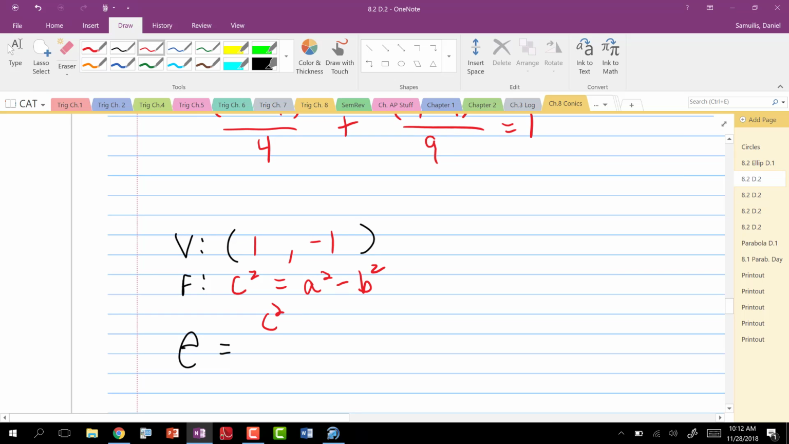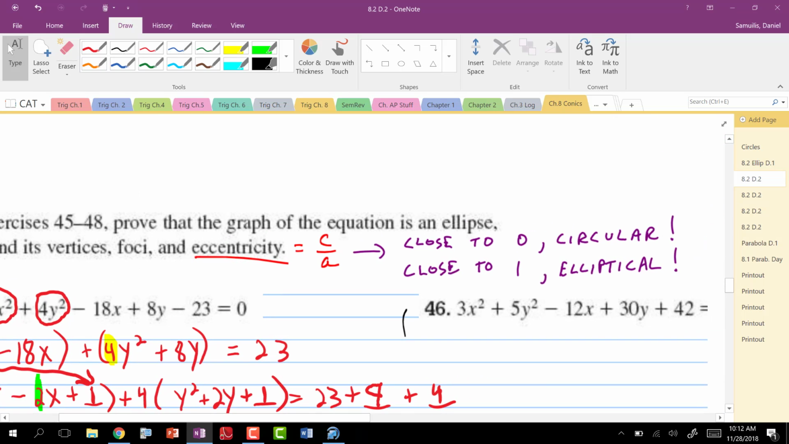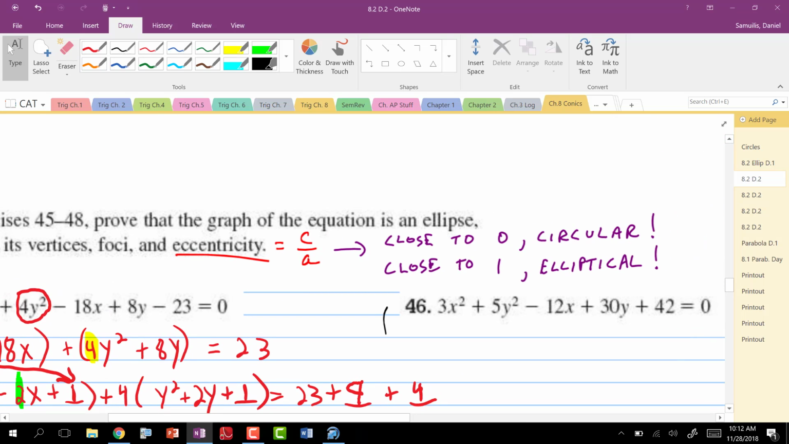So 9 minus 4 is 5. C squared equals 5, C equals root 5. 9 minus 4, I just did that real quick. Here's what eccentricity is. And I'm going to go back up to here and remember talking about things being close to circular and things being close to elliptical. We can actually analyze it numerically.